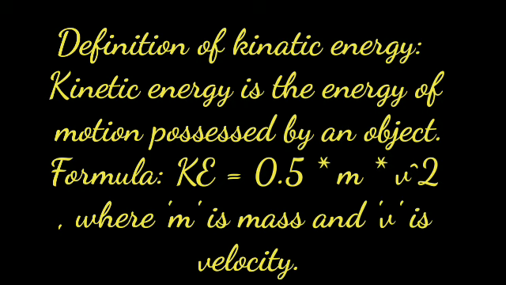Example: a moving car has kinetic energy, and if it brakes, some of that kinetic energy is converted into heat due to friction. Impulse and KE. The impulse momentum theorem relates the change in momentum to the impulse applied, affecting kinetic energy.